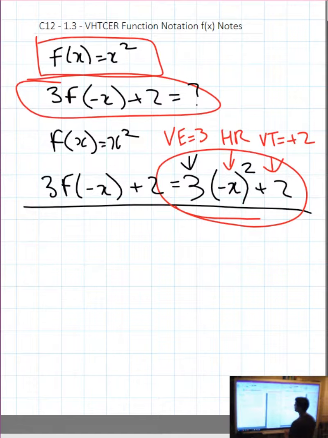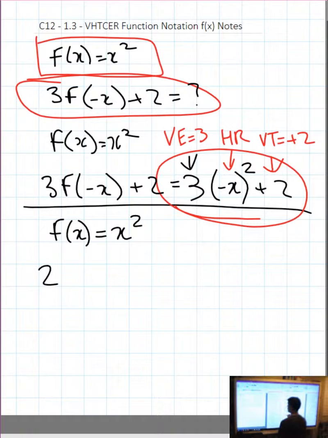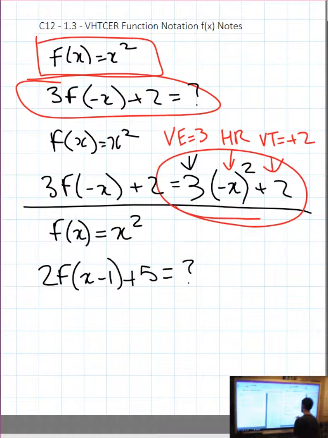So let's take a look at another example. What if I took the same equation, f of x equals x squared, and I said, what's 2 f of x minus 1 plus 5 equal to? And why don't we call it g of x this time? Who cares? Call it h of x. Call it whatever your teacher called it. So what's g of x?